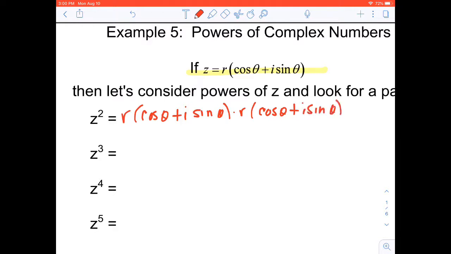All right, well, we just learned in the previous video that when you multiply them together, we multiply the moduli together, so that's going to give us an r squared. And then I add the arguments. So theta plus theta is 2 theta. So basically this z squared is equal to r squared cosine 2 theta plus i sine 2 theta.